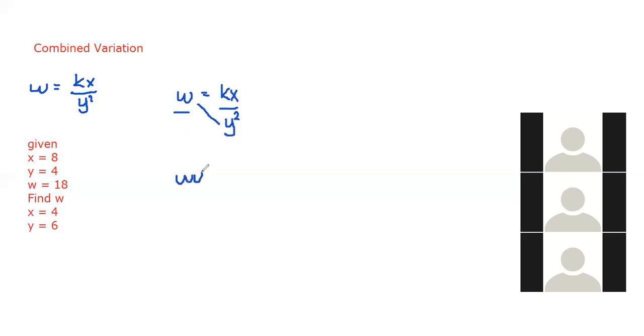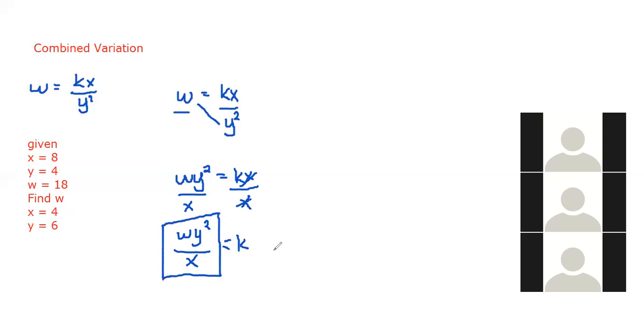Magiging wy squared is equal to kx. Then, divide natin both sides kasi kailangan natin ma-isolate si k. Divide natin both sides by x. So, magkakaroon tayo ng k. K is equal to wy squared over x. Then, ang k natin is equal siya kay wy squared over x. Di ba? So, ito yung gamitin natin na equation.